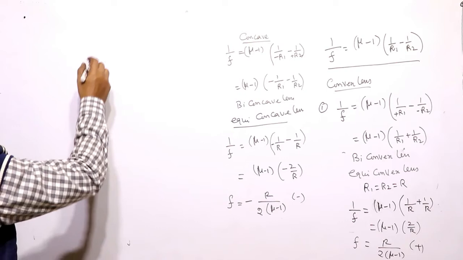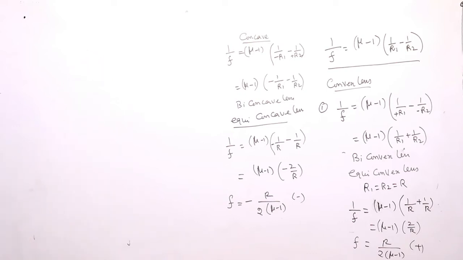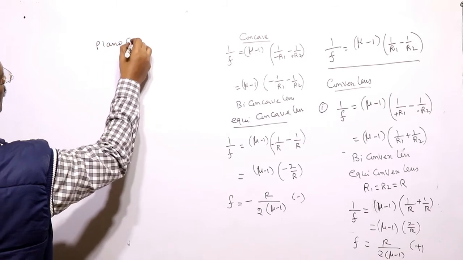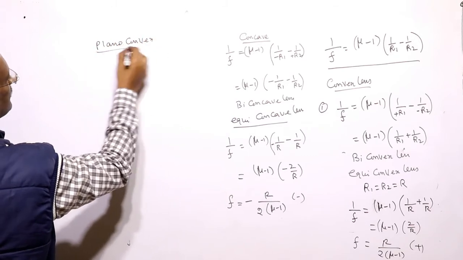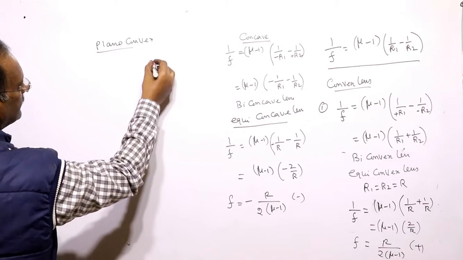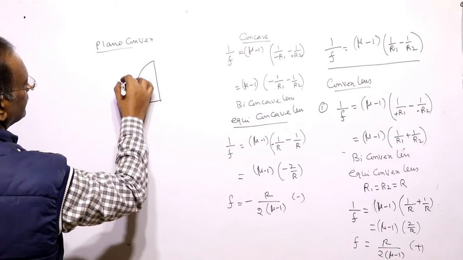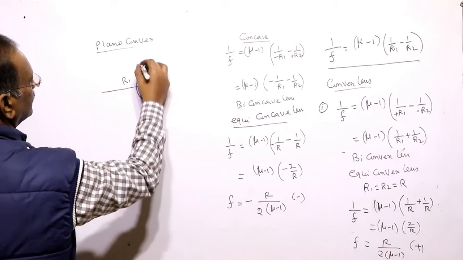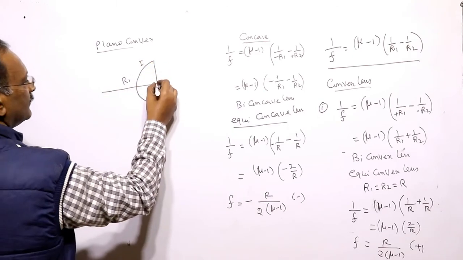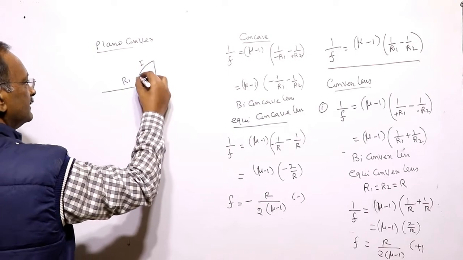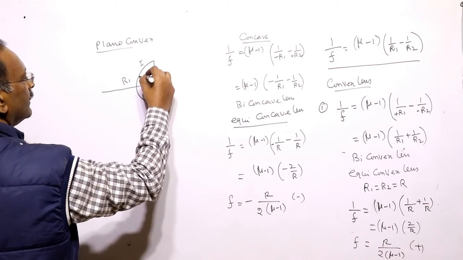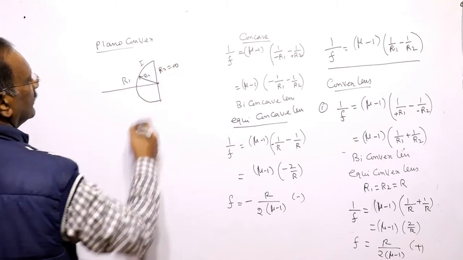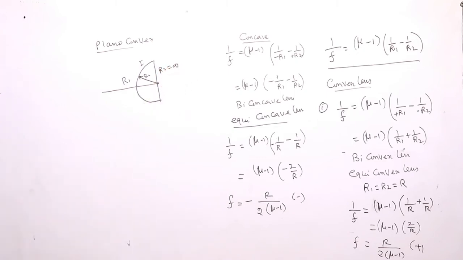Let's say plano-convex lens. One side is plane, the other side is convex. This is R1, the first surface. So from the optical center we are coming, this is R1, this is negative, and R2 is equal to infinity. For a plane surface it is equal to infinity.